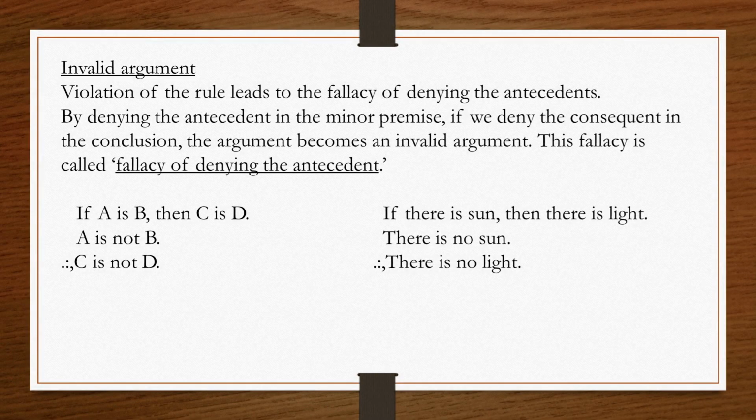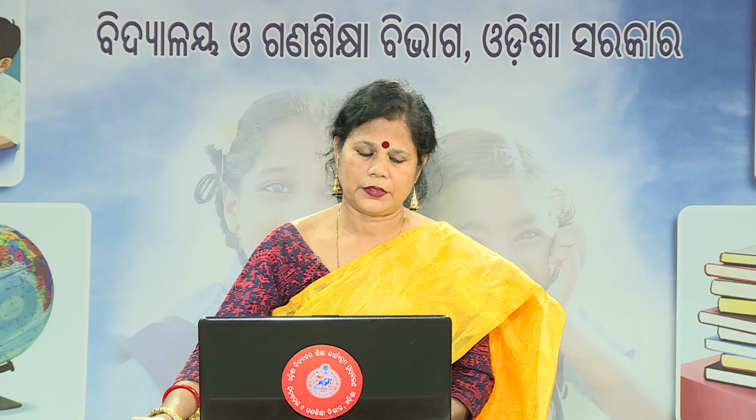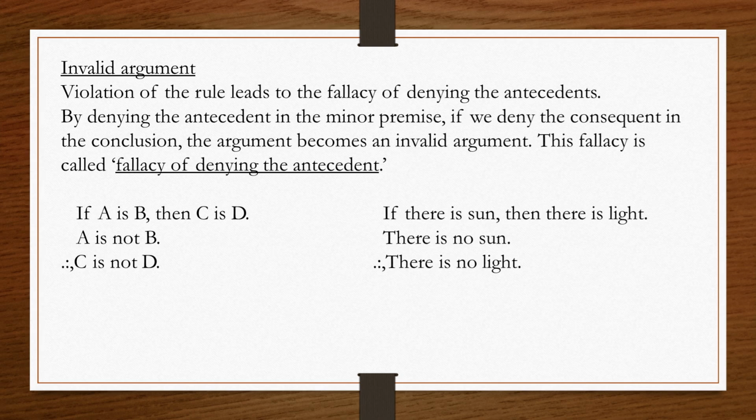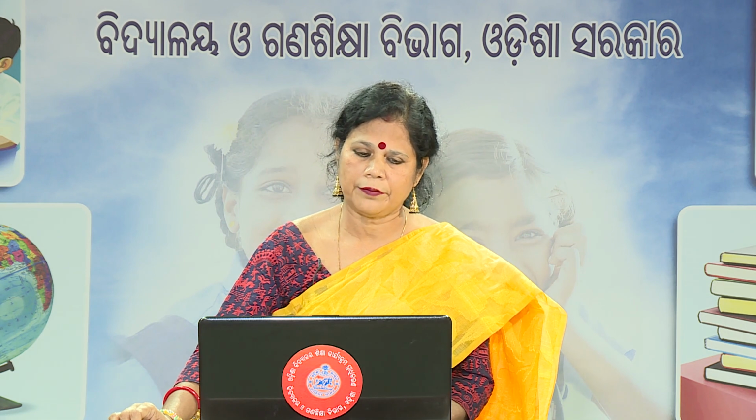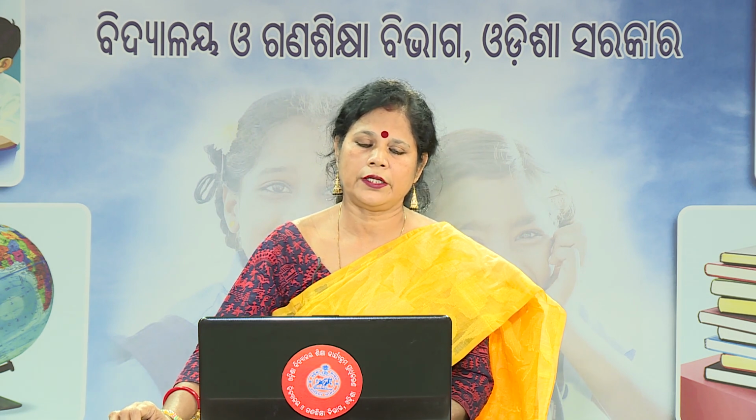Now, let us see one symbolic example. If A is B, then C is D. A is not B, therefore, C is not D. A is B is the antecedent, C is D is the consequent. This is the major premise. According to the destructive rule, what do we write in the minor premise? C is not D, therefore A is not B.